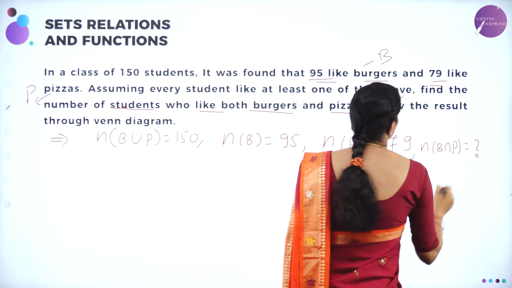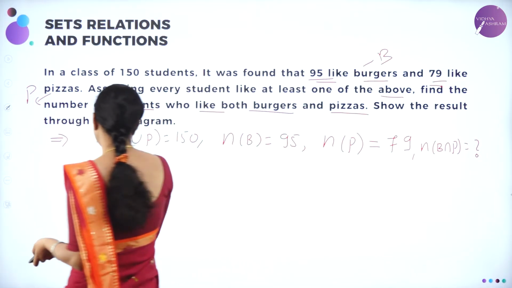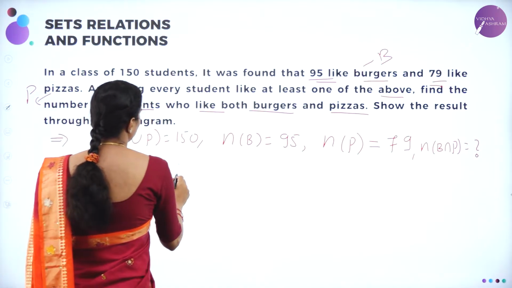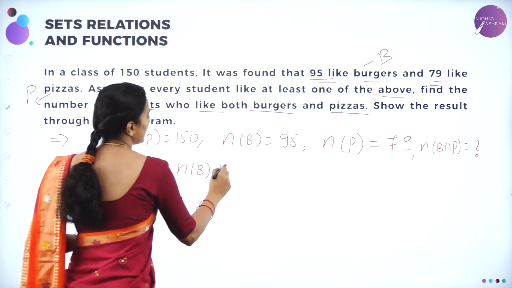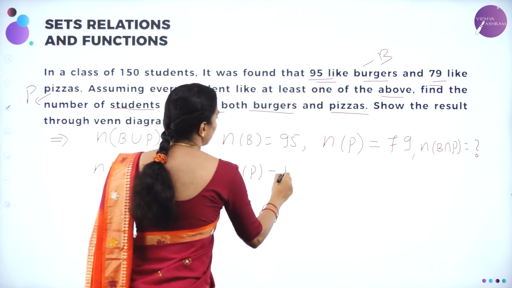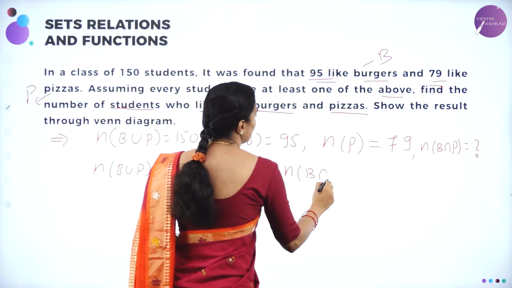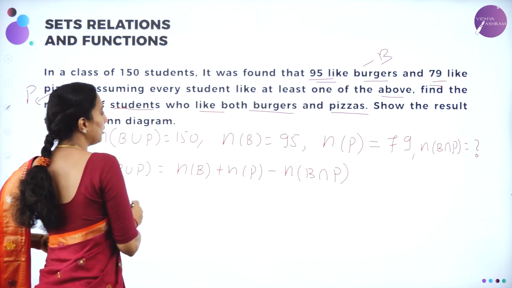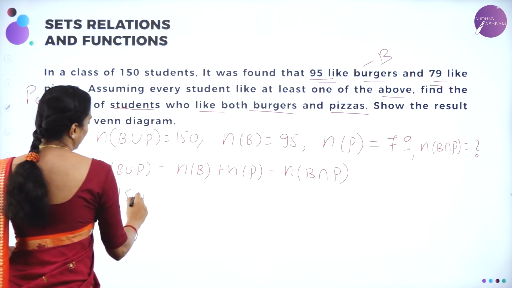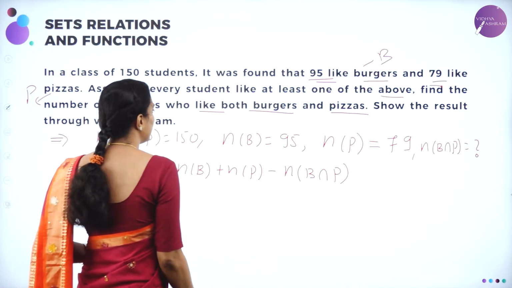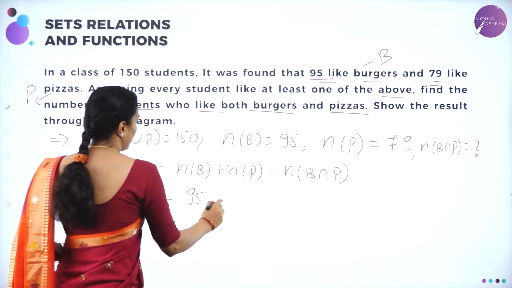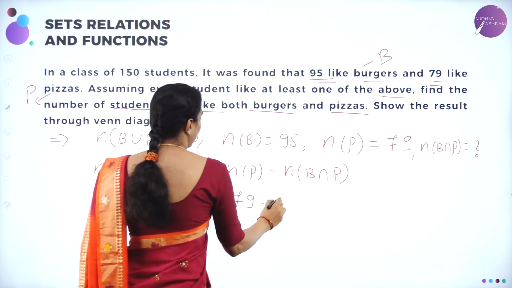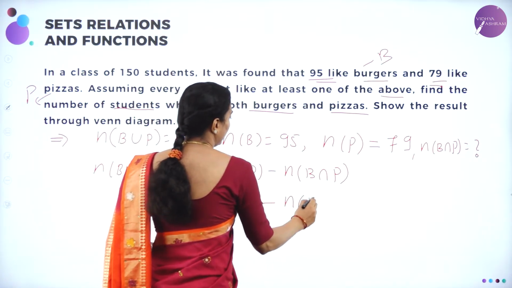What is the formula? Easier, dears. N of B union P is equal to N of B plus N of P minus N of B intersection P. Substitute here. So what you are going to get is N of B union P, that is 150, is equal to N of B, which is 95, plus N of P, which is 79, minus N of B intersection P, which we need to find out.